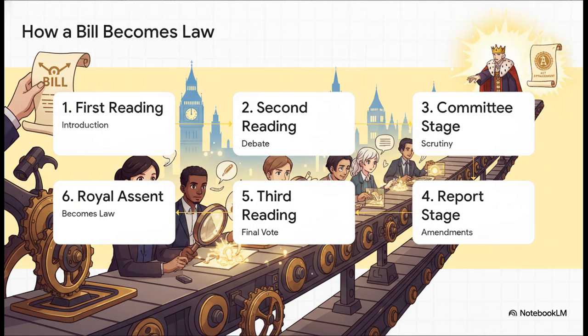So how does a simple idea actually become a law of the land? Well, it goes on quite a journey. It starts life as a bill. Then it gets debated, pulled apart line by line in committees, changed, and eventually voted on. If it manages to pass through both the House of Commons and the House of Lords, it gets the final stamp of approval from the monarch. That's royal assent. And, ta-da, it's officially a law.